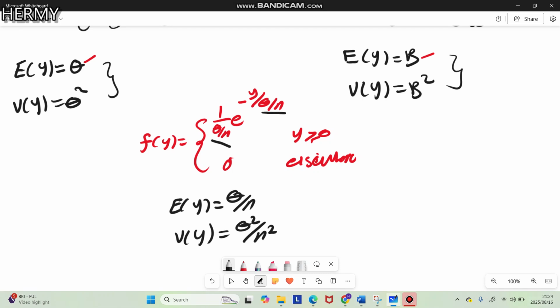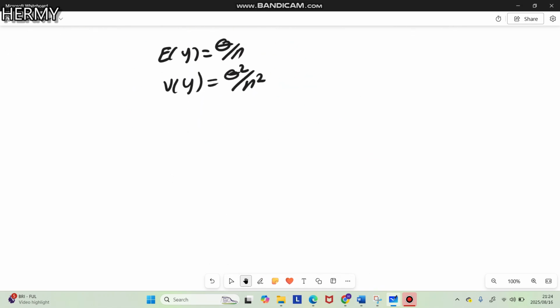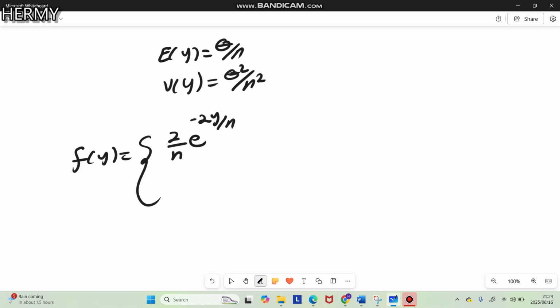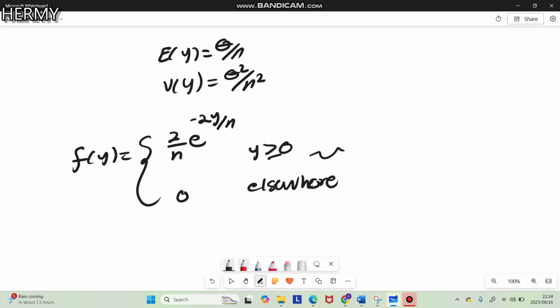You see? So let's come again. If it was like this, f of y is equal to 2 over n e to the power negative 2y over n, for y greater than 0, then 0 elsewhere. What is the expected value? We want the expected value here and also the variance of y. Remember, it has to be 1 over something. That something, what will it be?